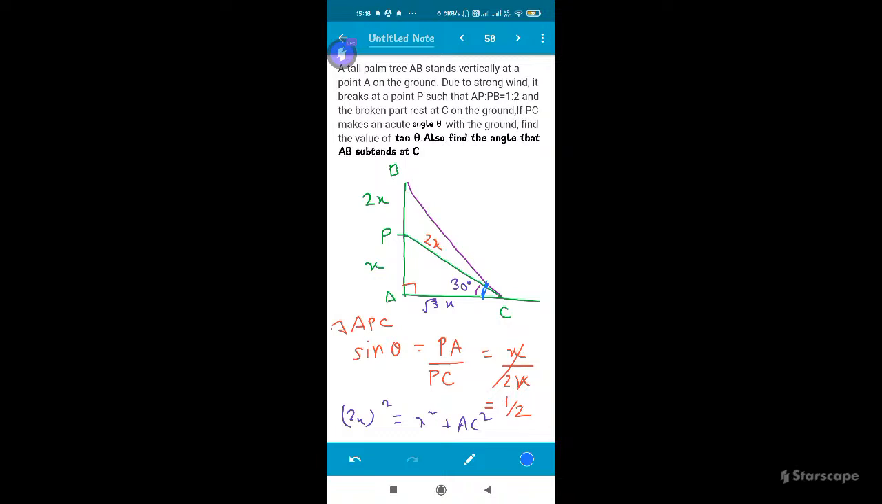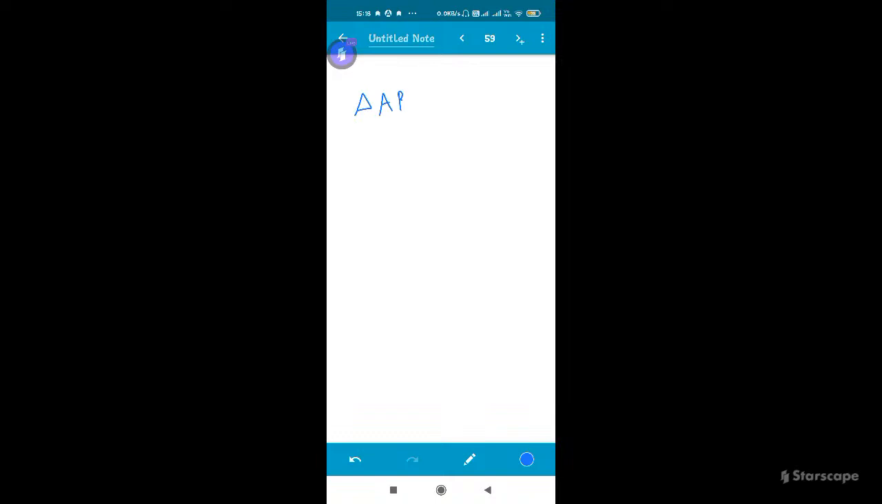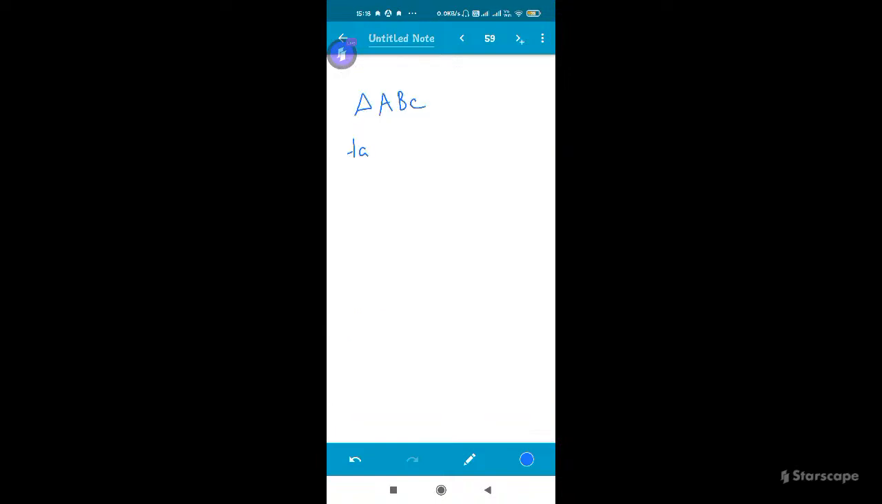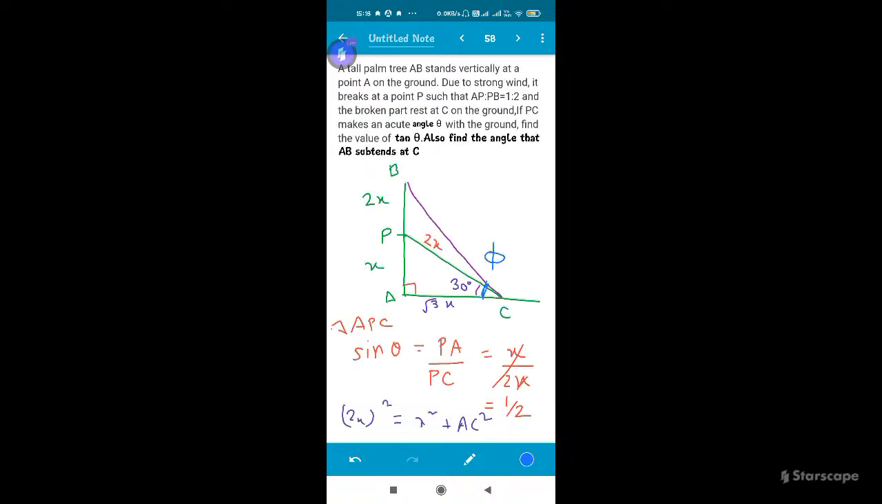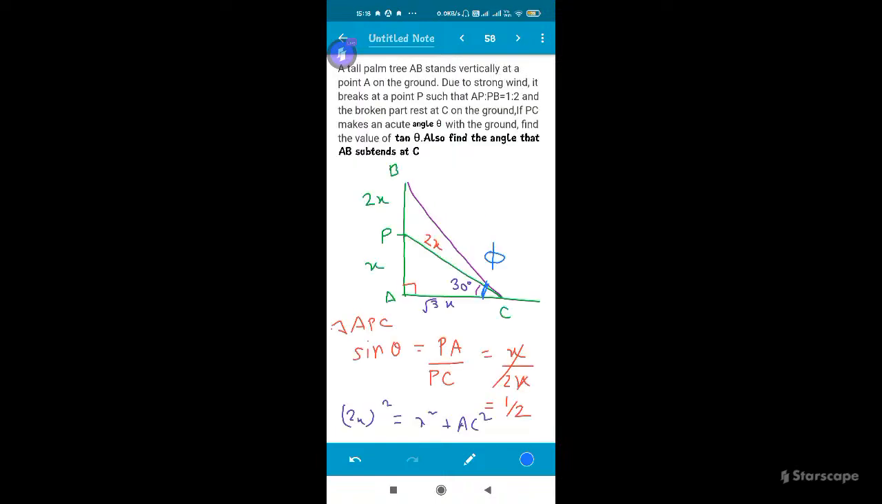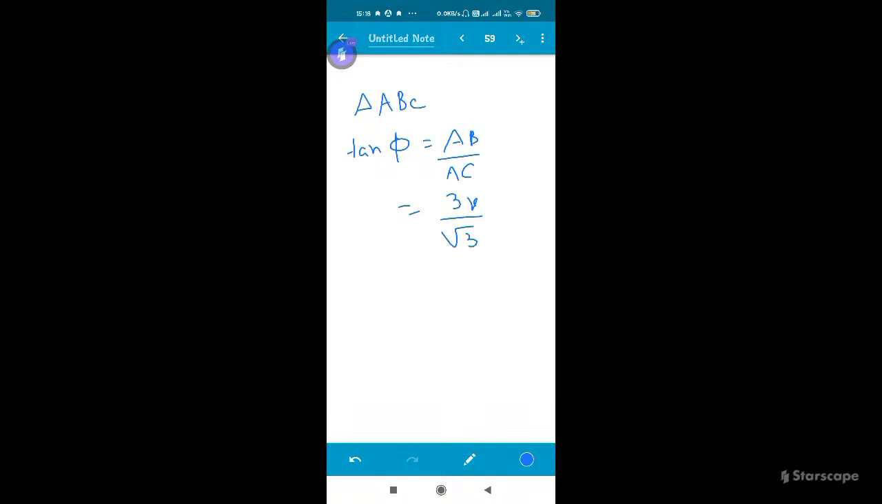How do we do it? Just consider the triangle ABC now. In triangle ABC, what do you see? Let us consider this angle ACB to be phi. So tan phi will be equal to height by base, that means AB by AC. What is AB given to us? 2x plus x, that means 3x, and AC we found out as root 3x. So x and x get cancelled out, so we are left with 3 by root 3.